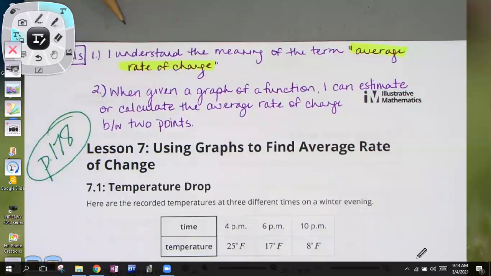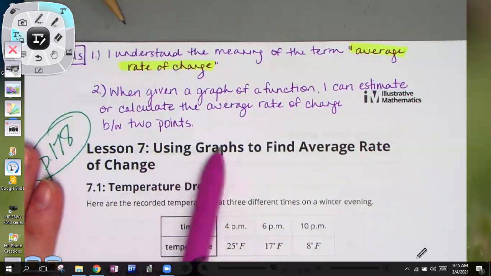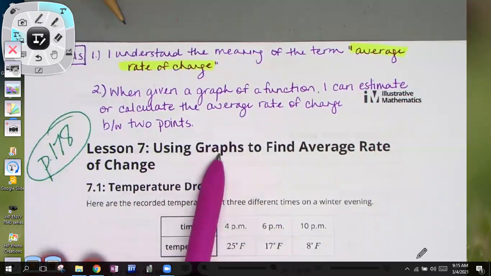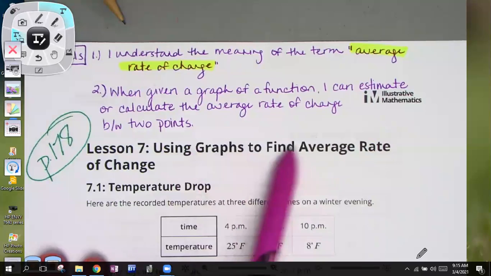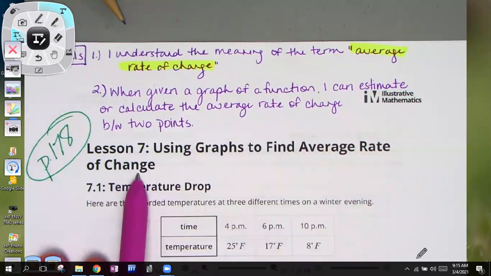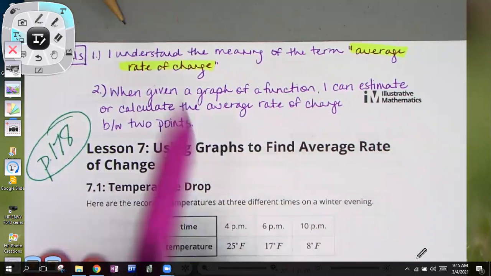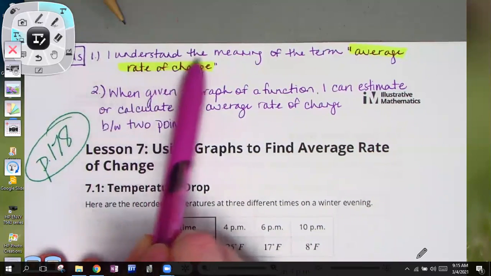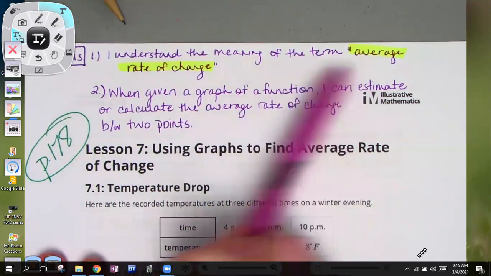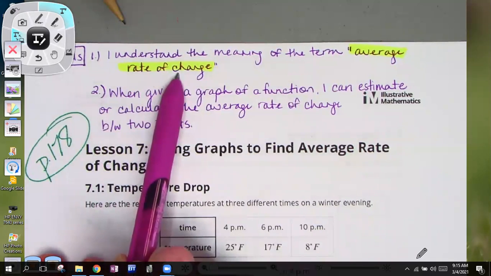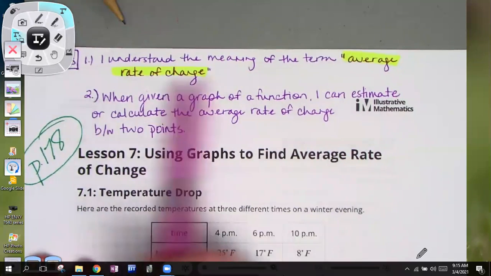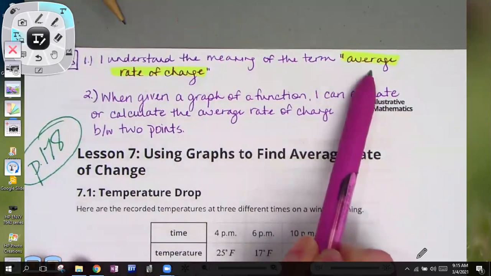All right, so lesson 7, we're going to continue looking at functions, graphs of functions, and we're going to use the graphs to find the average rate of change. So in this lesson, we're going to be talking about the average rate of change. So goal number 1, I understand the meaning of the term average rate of change. Highlight it, underline it if you have it. That's going to be the focus of this lesson.